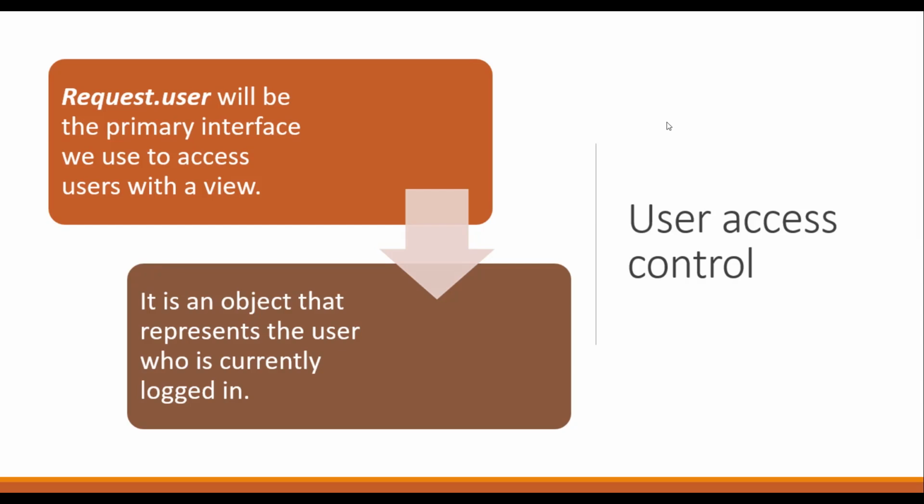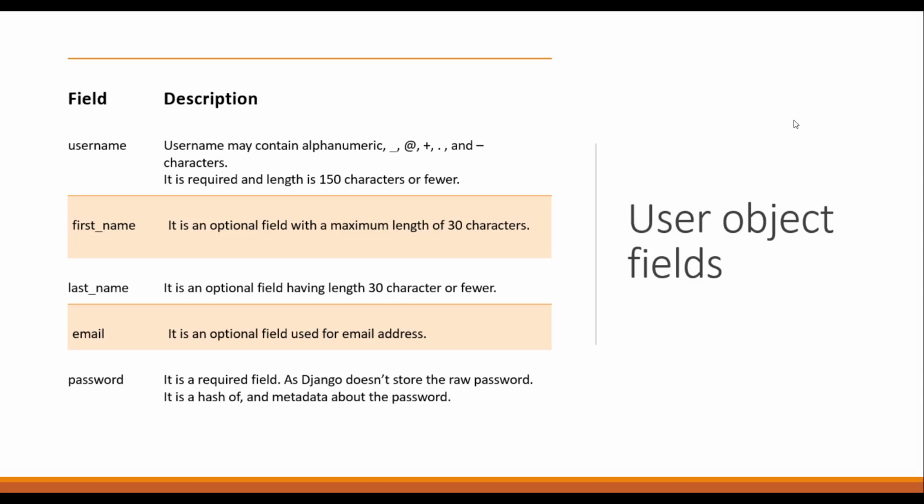Therefore, once we have a user object, which we frequently get from request.user, we also have lots of fields and methods on that. For that reason, firstly we will discuss some most used user object fields. The first field is username. It is a required field and it may contain alphanumeric characters, and the length is 150 characters or fewer.